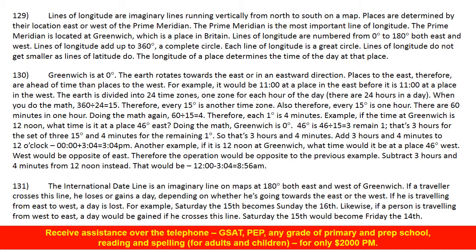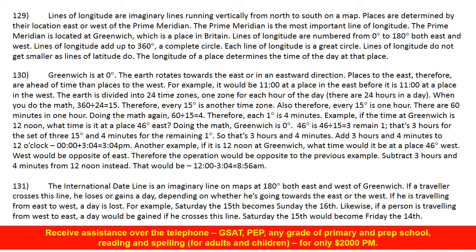That would be 12:00 for 12 noon minus 3:04 for the 3 hours and 4 minutes. So 12:00 minus 3:04 is equal to 8:56 a.m. So the time at 46 degrees west would be 8:56 a.m.